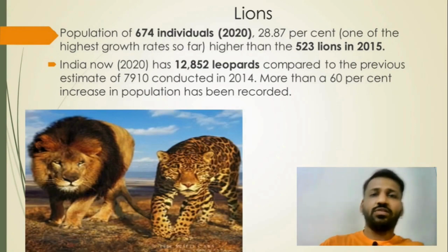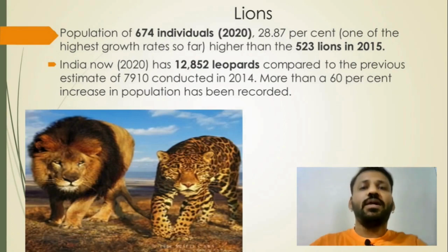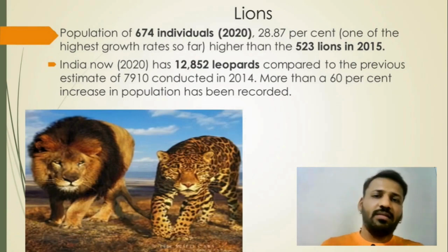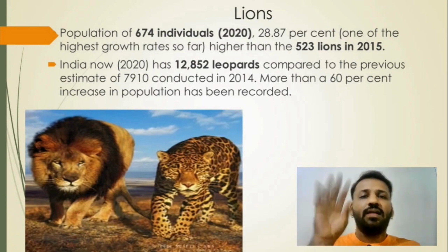Okay, more than tigers, we have leopards. India has how many leopards? 12,852 leopards. In many cities you can see leopards entering into cities. So this is the leopard problem. That's why we brought in the cheetahs. When leopards come to the city, they attack the people.